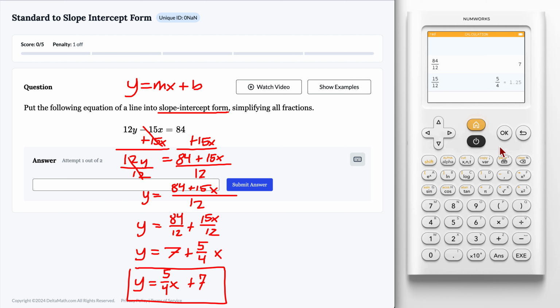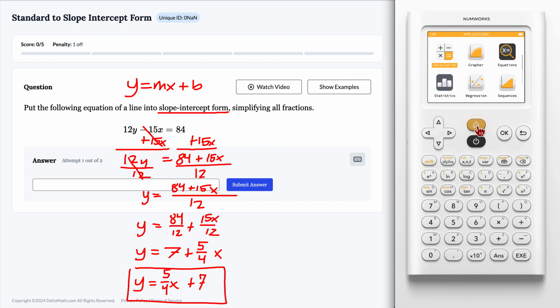Now, we can use our calculator to help us with this. However, this is a little tricky. But what we can do is go to the equation and add an equation in the standard form here. And so we're going to look at x plus y equals 0. Now, our x here is negative 15. And we have a positive 12 for our y. And this equals 84. So I'll put that in there. Negative 15x plus 12y equals 84.